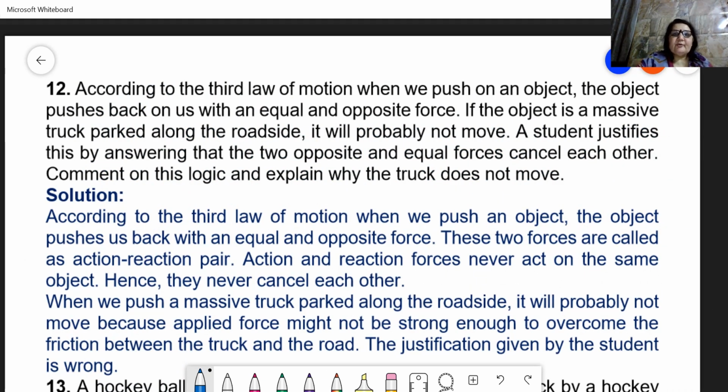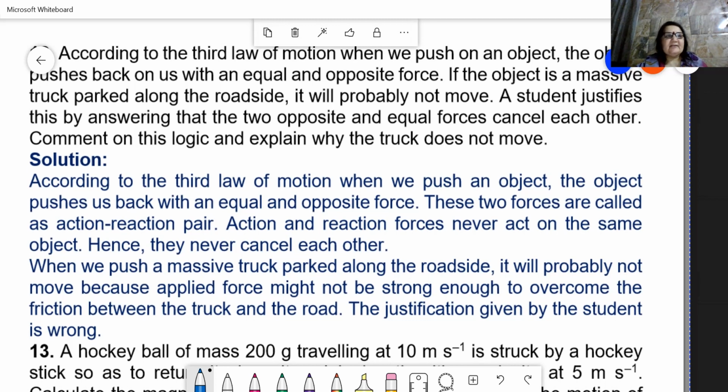According to the third law of motion, when we push an object, the object pushes back on us with an equal and opposite force. If the object is a massive truck, meaning the truck has huge mass and is very heavy, and it is parked along the roadside, it will probably not move. You know that. It will not move on its own. The student justifies this by answering that the two opposite and equal forces cancel each other. You have to comment on this logic and explain why the truck does not move.